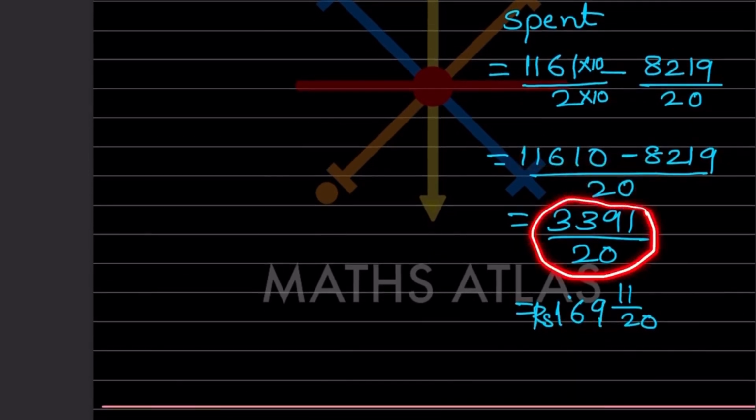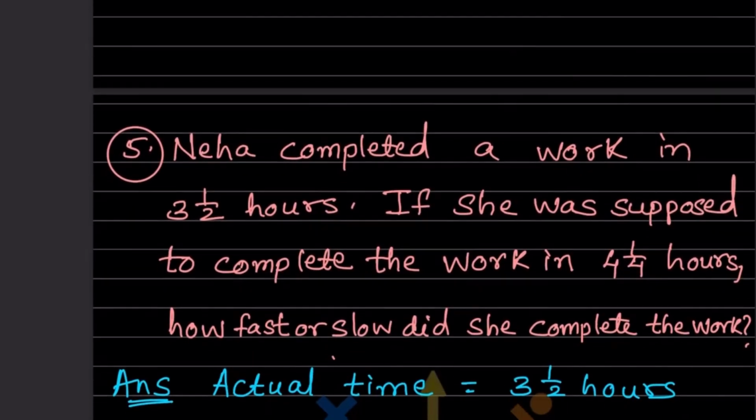Since again this is an improper fraction, you have to make it a mixed fraction. And don't forget the unit, that is rupees. That is 169 11 by 20.